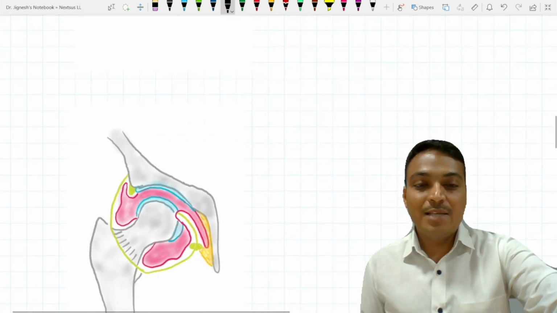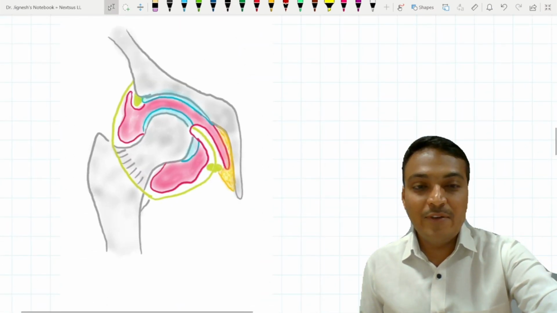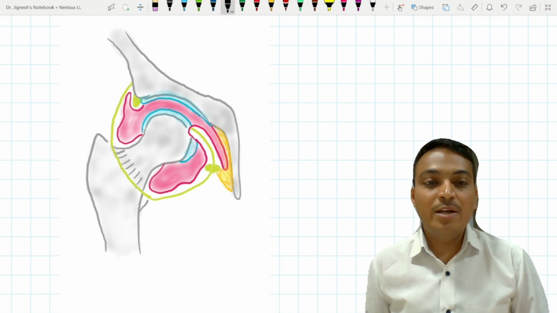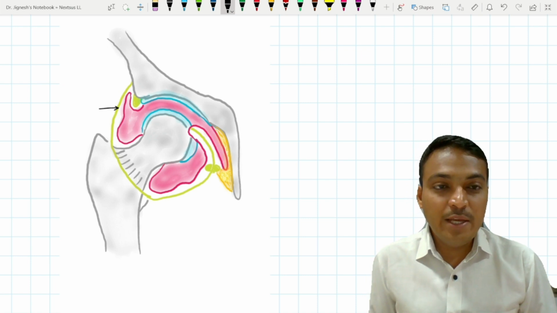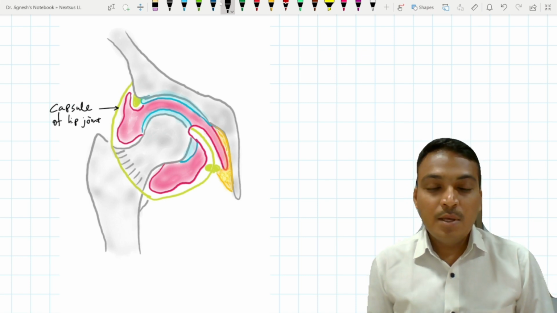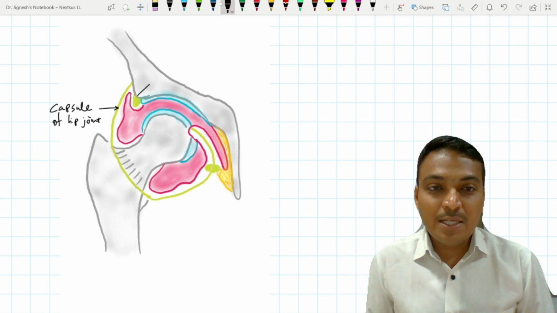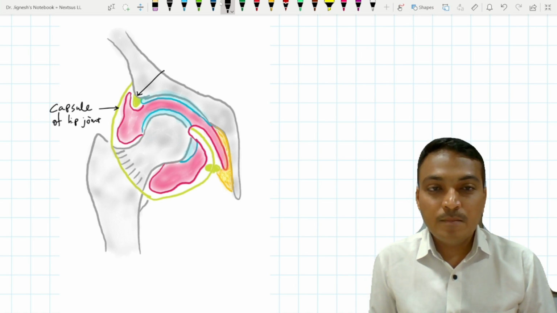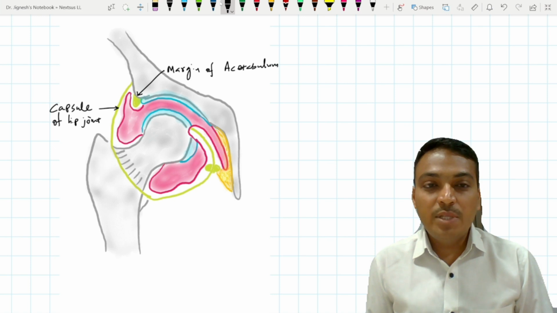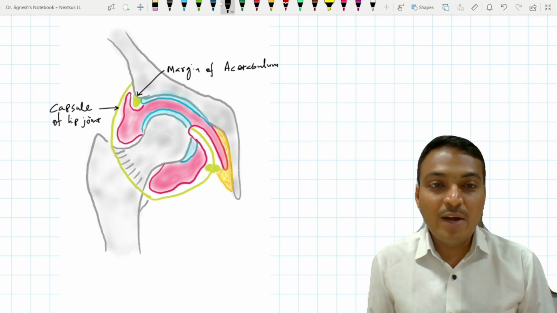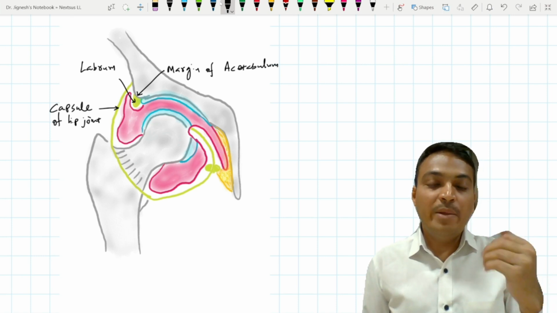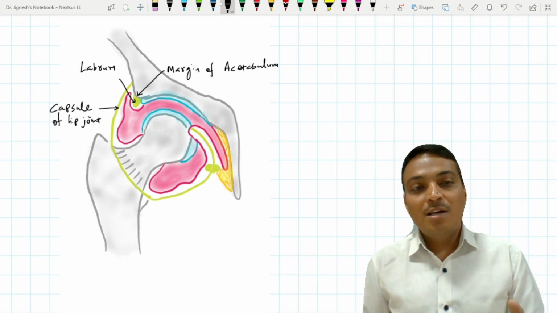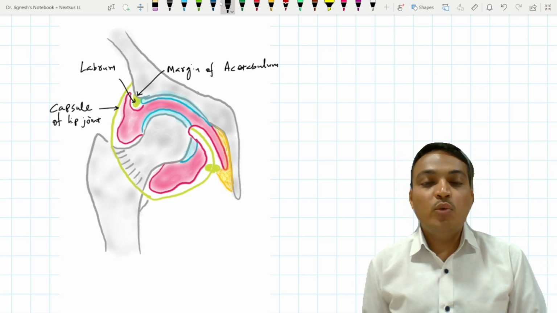So when we see the synovial membrane here in this figure, this one is the coronal section of the hip joint, and in this figure we can appreciate this is the capsule of the hip joint, and here this one is the margin of the acetabulum. This margin of the acetabulum provides attachment to this fibrocartilaginous rim, and this is called the labrum of the joint. This labrum is helpful to deepen the acetabular fossa, and that's why it provides stability to the hip joint.